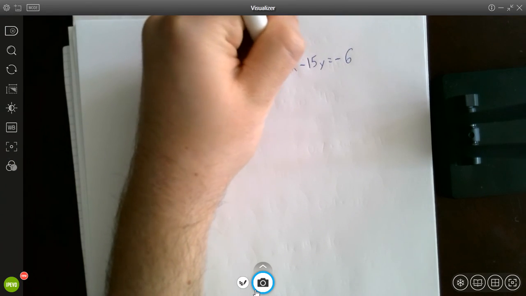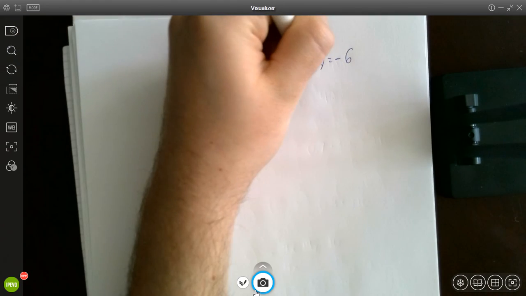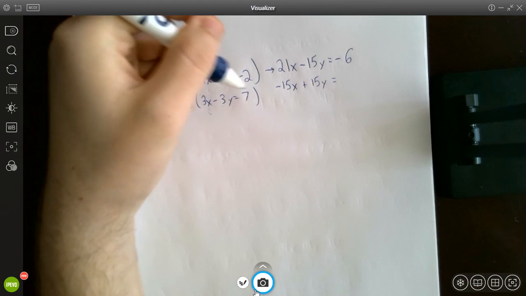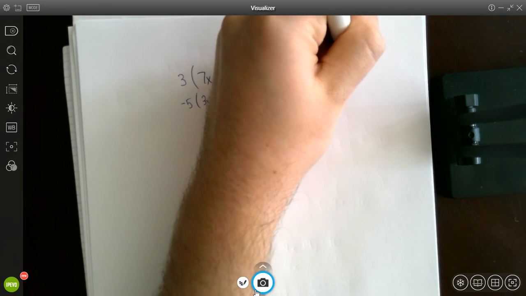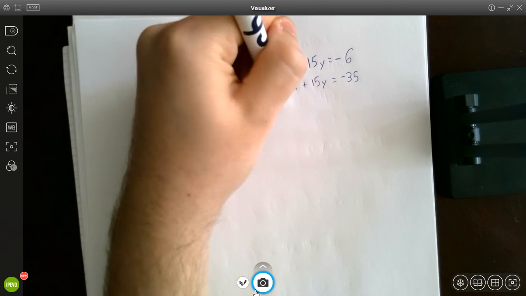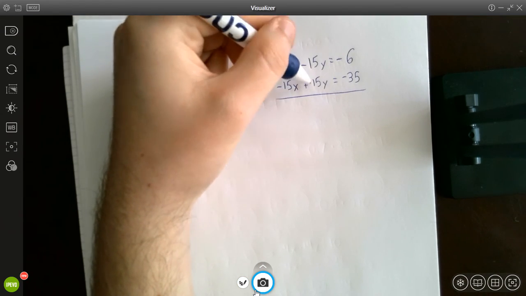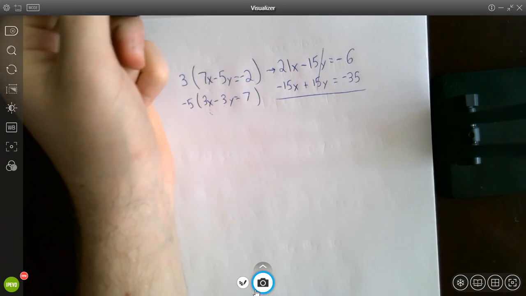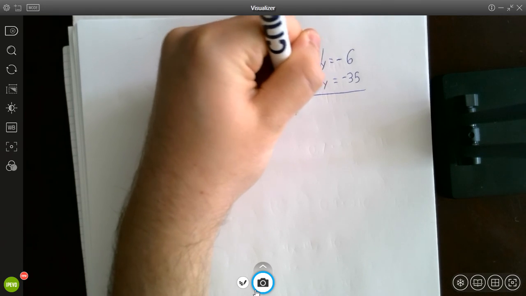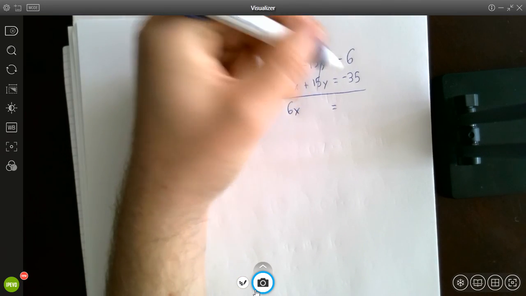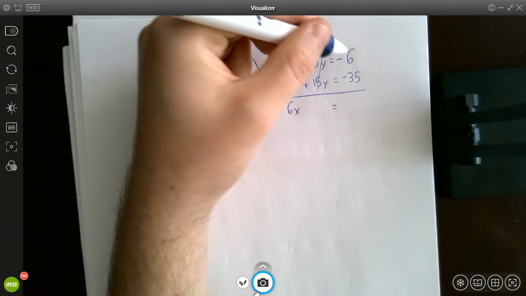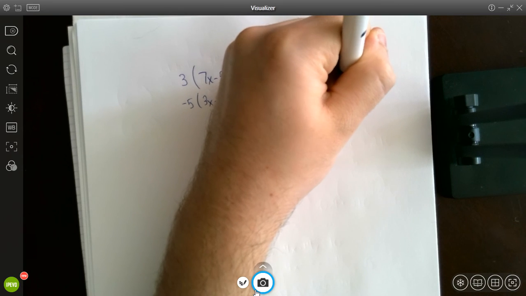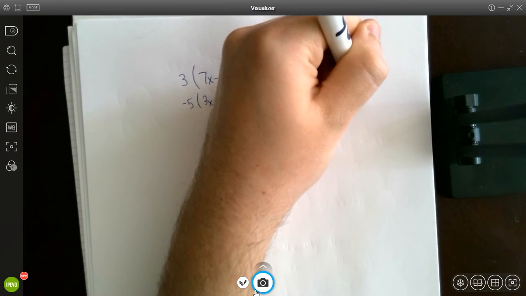That's going to give me negative 15x plus 15y equals negative 5 times 7, which is negative 35. Now we can cancel those two things out. When they cancel, you have 21x minus 15x, that's going to be 6x, equals negative 6 plus negative 35. So negative 6 plus negative 35 is going to give us negative 41.